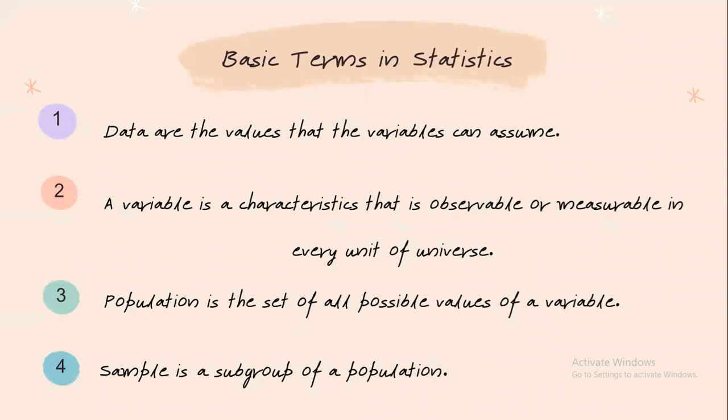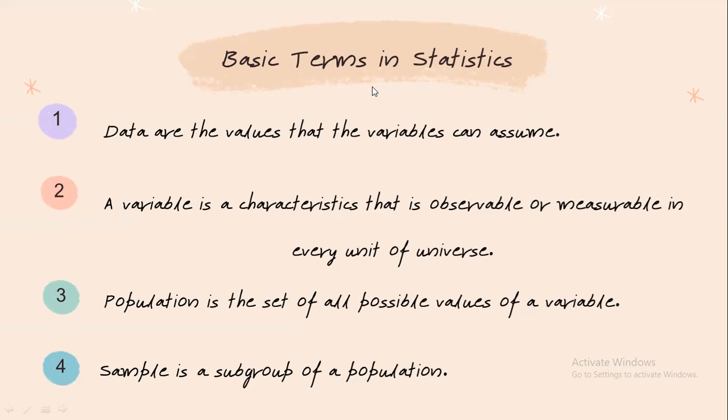Number three is population. Population is a set of all possible values of a variable. In statistics, a population is the entire pool from which a statistical sample is drawn. A population may refer to an entire group of people, objects, events, hospital visits, or measurements.